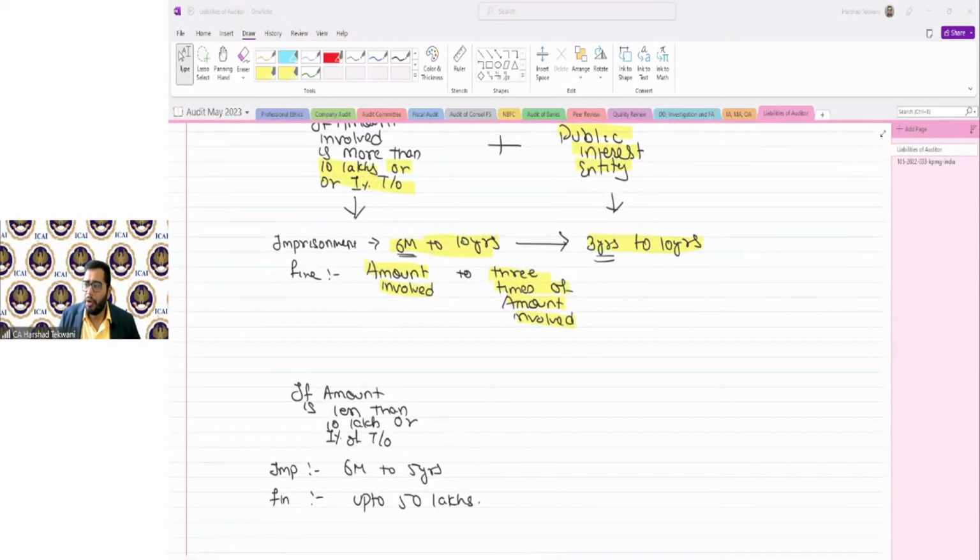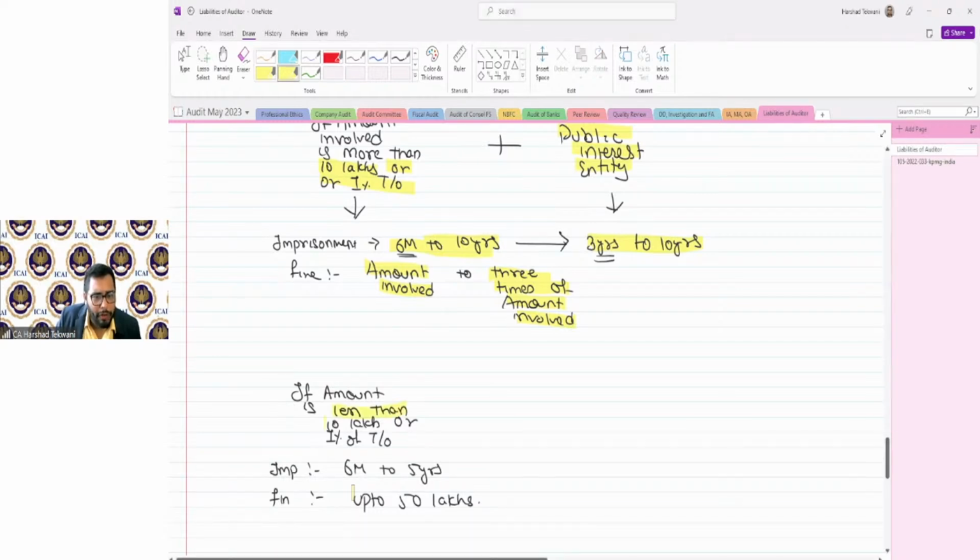Okay. Now, in this particular section, what if the amount is less than 10 lakh rupees, or 1% of the turnover? Then it is 6 months to 5 years or a fine up to 50 lakh rupees. That is the punishment.